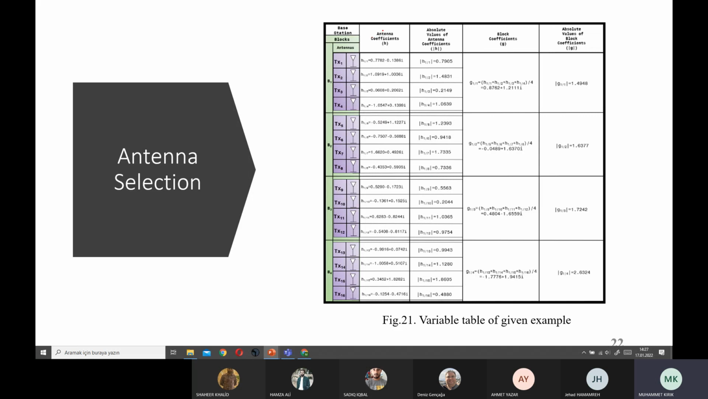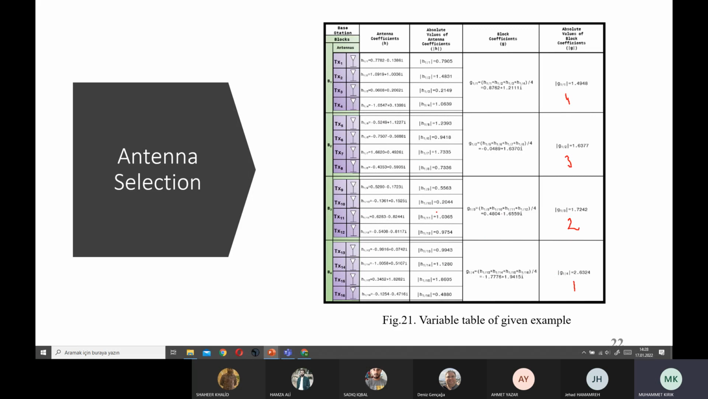So these are the randomly generated antenna coefficients, and when we look at the absolute values of them, we can see them as the H values. And this part gives us the block coefficients of the MIMO system. So when we look at it, we can see that the highest one is this one, the second highest is this one, the third highest is this one, and the fourth highest is this one. Which means that we are going to be activating the B4 first, then B3 and B2 and the B1.